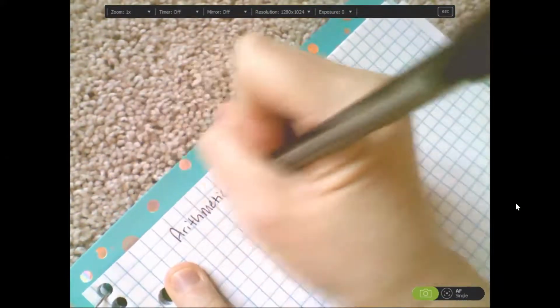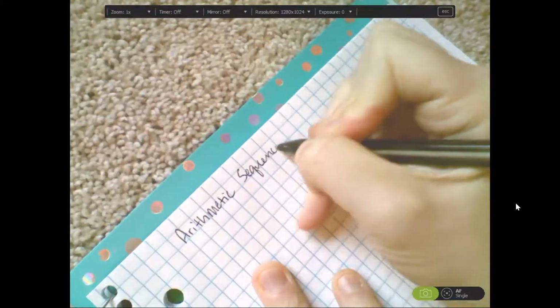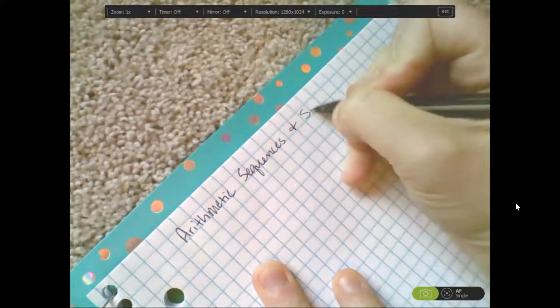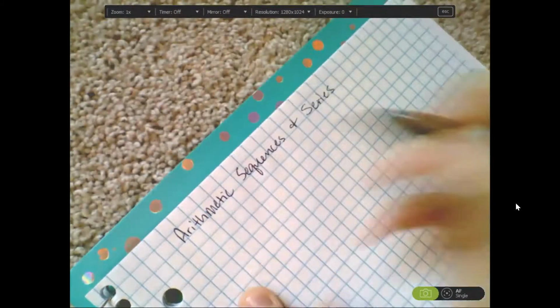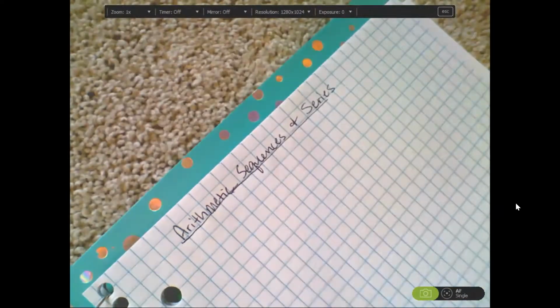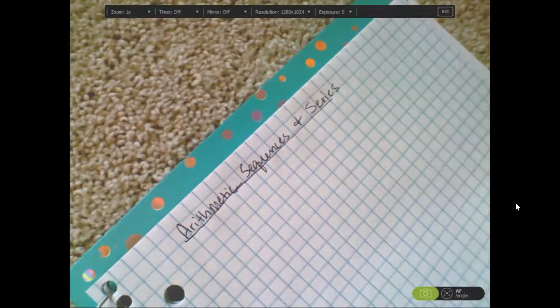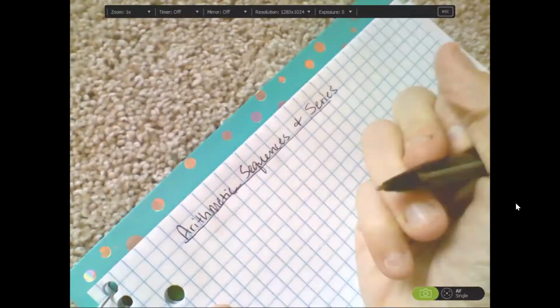Arithmetic sequences and series. Okay, so first thing we have to talk about is the definition of this specific kind. So what even is an arithmetic sequence or series? So we're going to start with the sequence first.